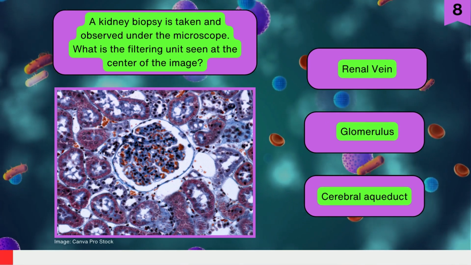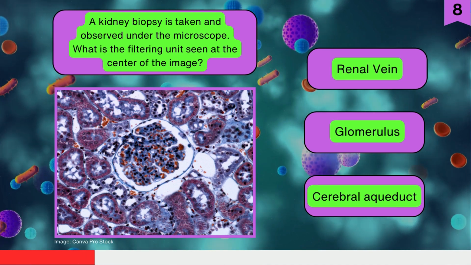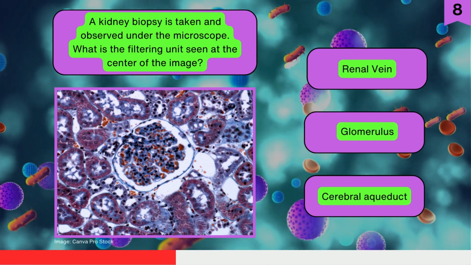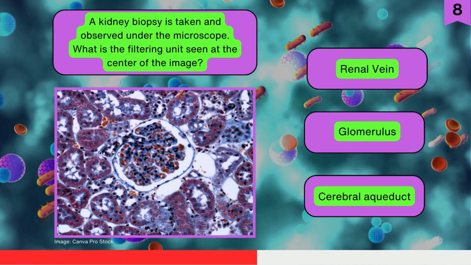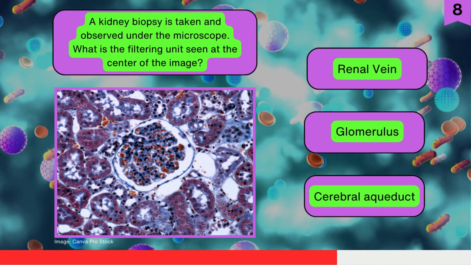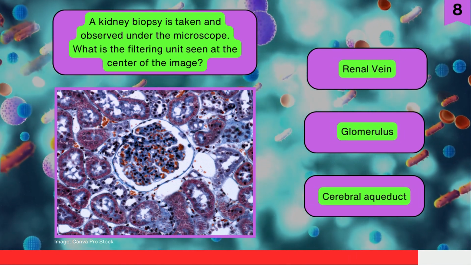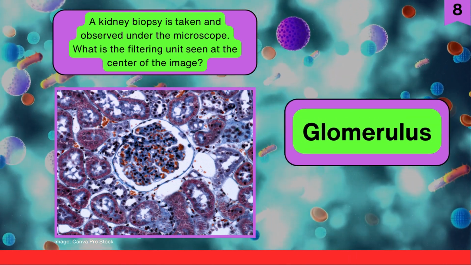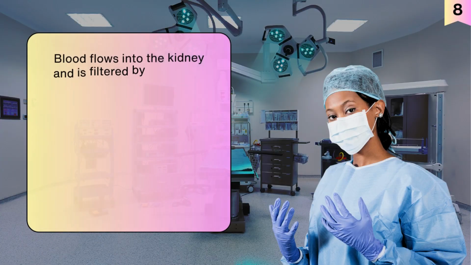A kidney biopsy is taken and observed under the microscope. What is the filtering unit seen at the center of the image? This here is a glomerulus.